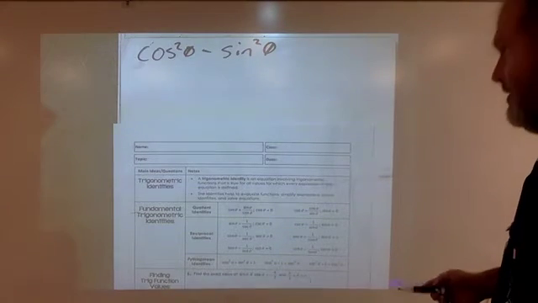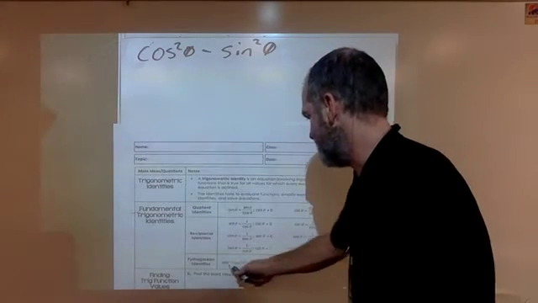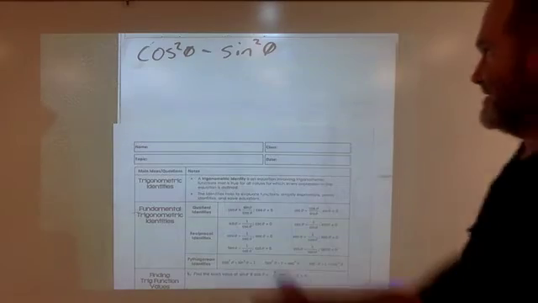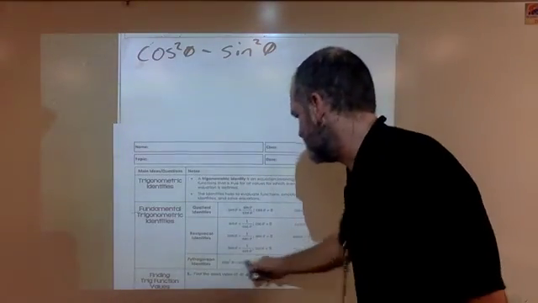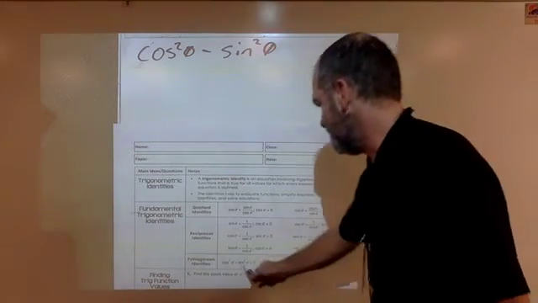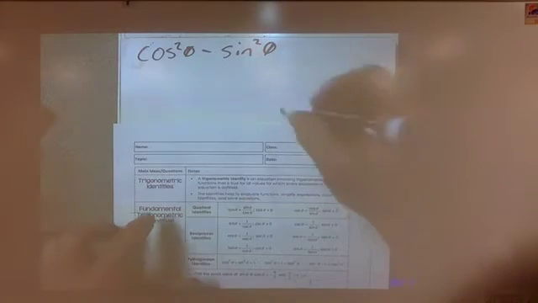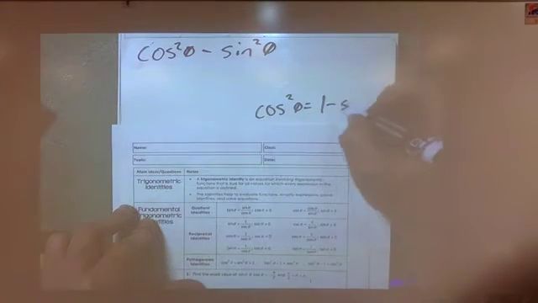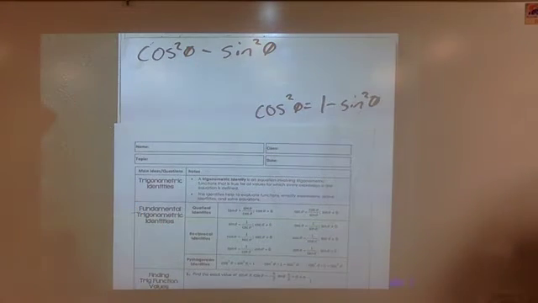It doesn't work that way. Basically, we've got to solve for either cosine or sine here and substitute it into this problem. Since cosine is positive, let's solve for cosine. To solve for cosine in this trig identity, you would subtract the sine squared to the other side, and then cosine squared would equal 1 minus sine squared. So we subtracted the sine to the other side.